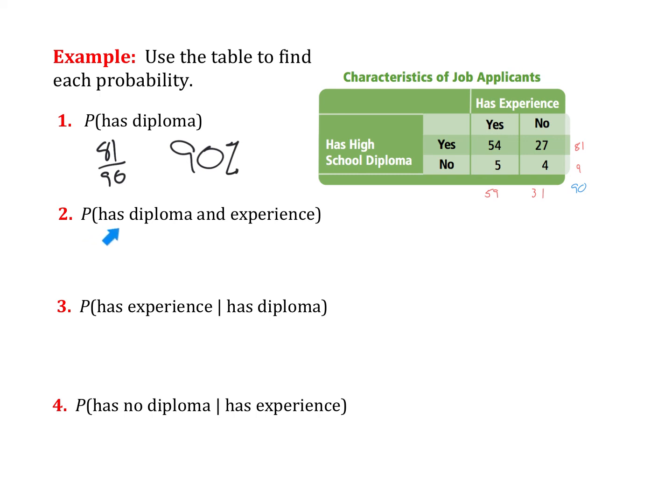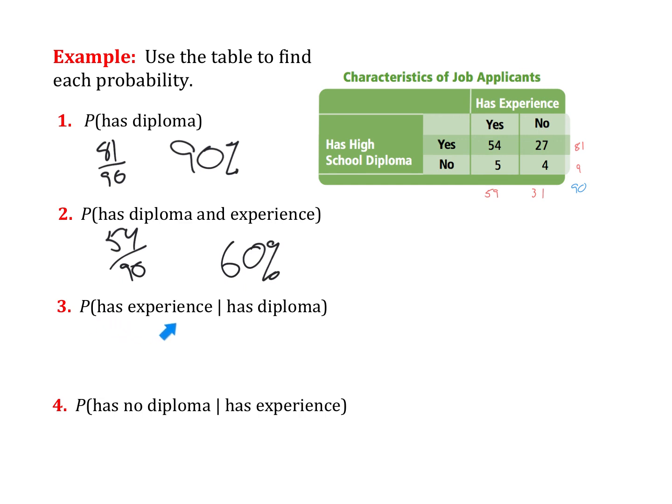I want the probability that someone has both a diploma and experience. So they have a diploma and also experience. So there are 54 people that meet that criteria. So 54 out of the 90, 60%.